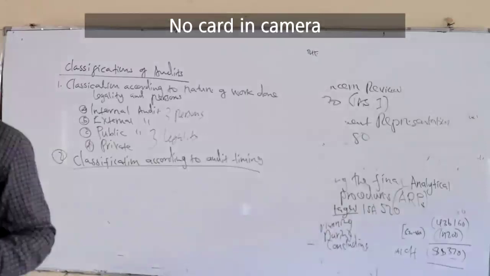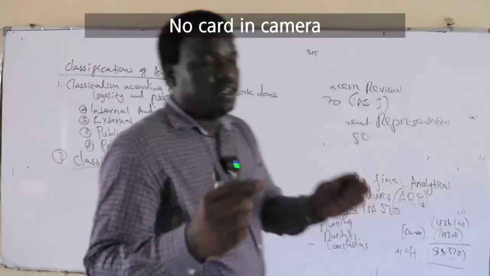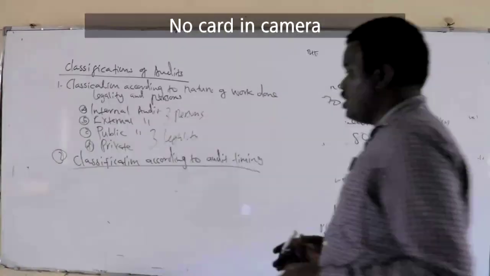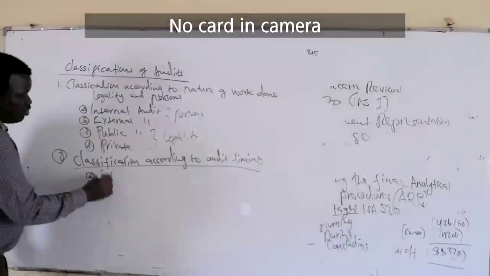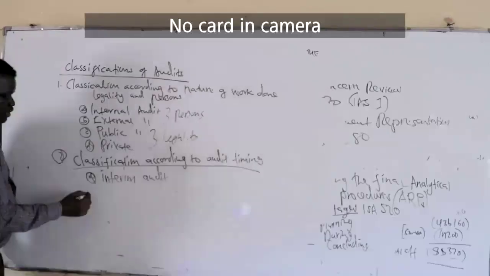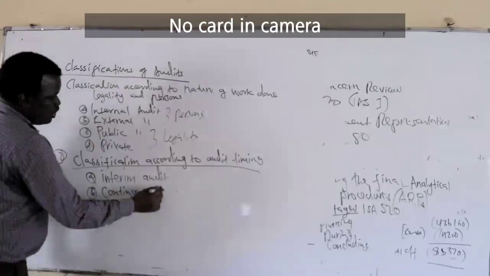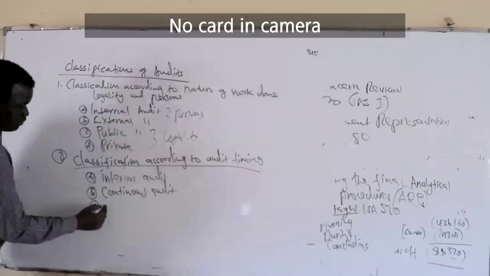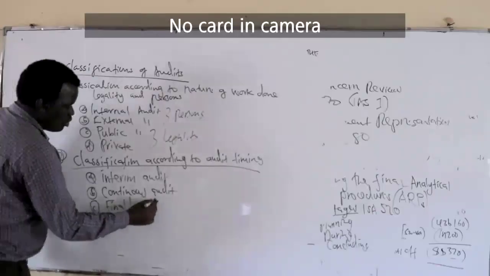These audits are normally done to meet some specific interest. They include: one, the interim audit; two, the continuous audit; and three, the final or complete audit.